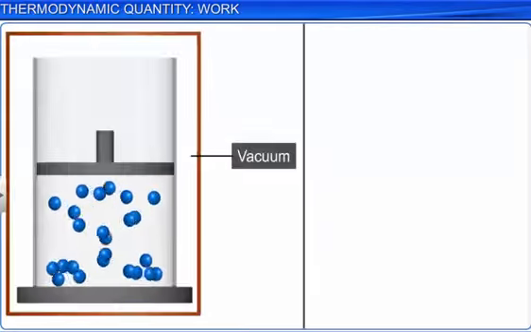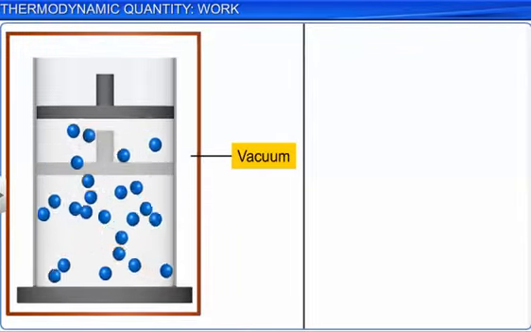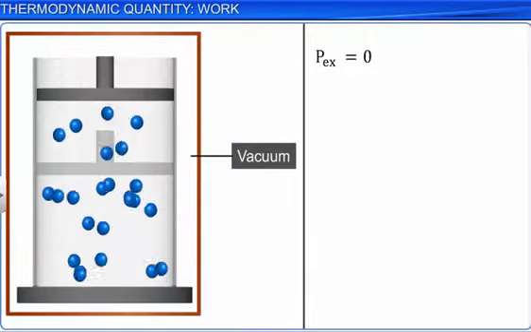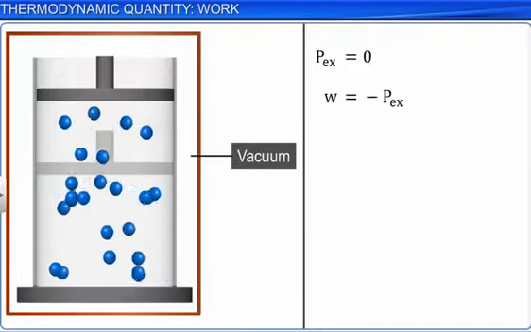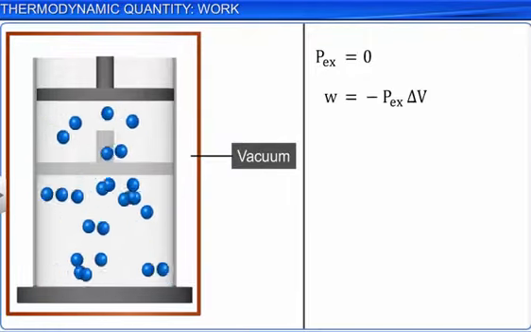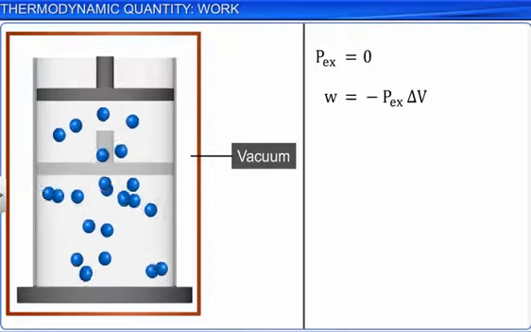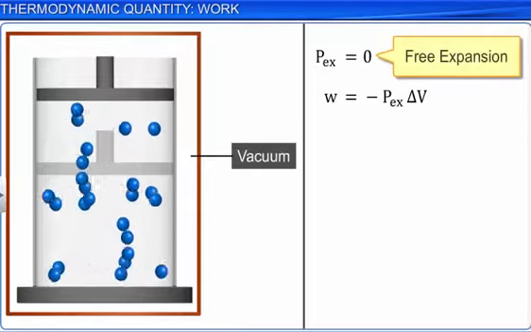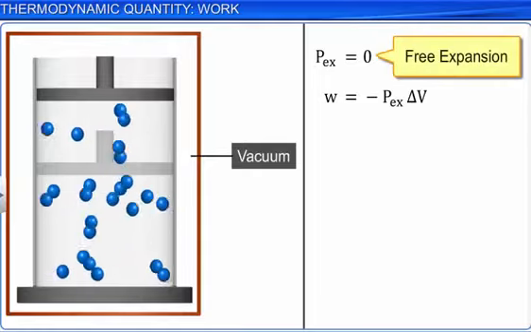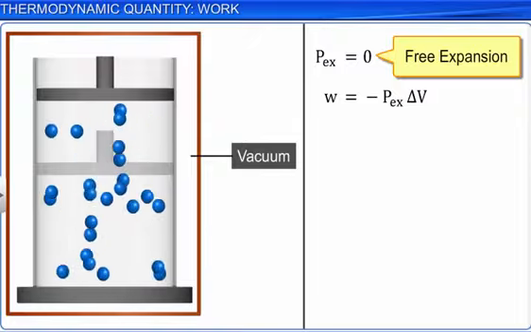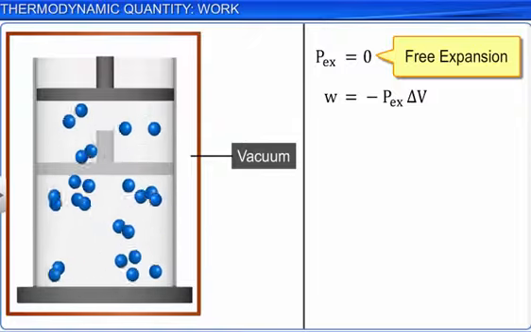If the gas expands in vacuum, external pressure Pex being 0 in the expression W is equal to minus Pex multiplied by delta V, W becomes 0. This is known as free expansion. No work is done during the free expansion of an ideal gas, whether the process is reversible or irreversible.